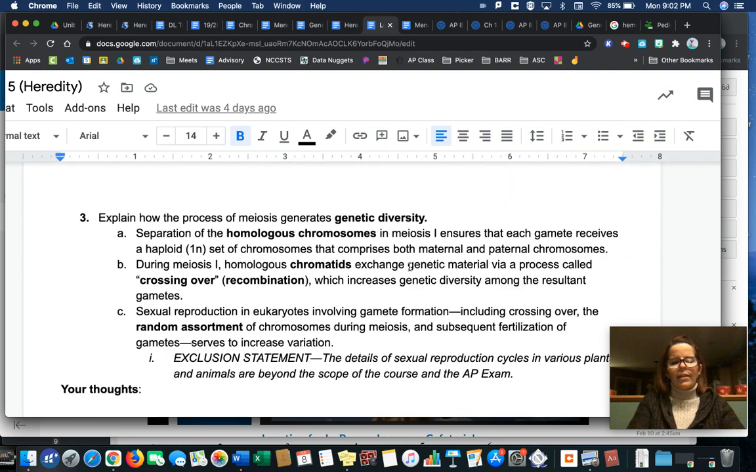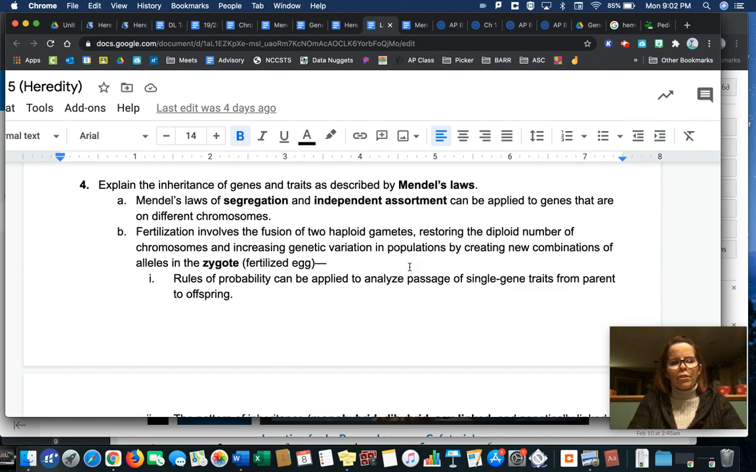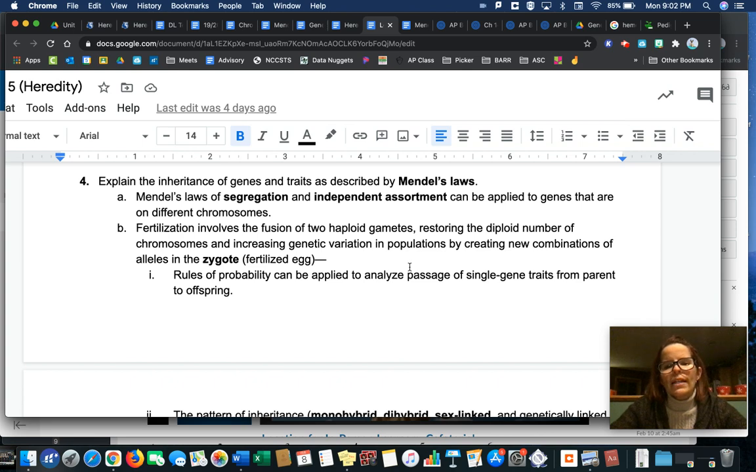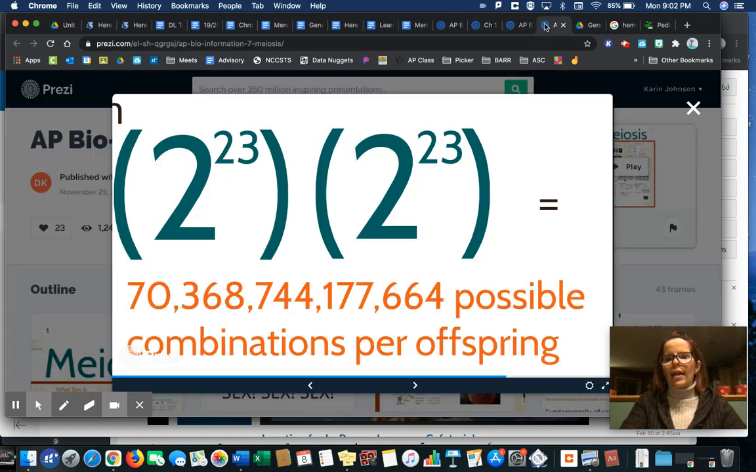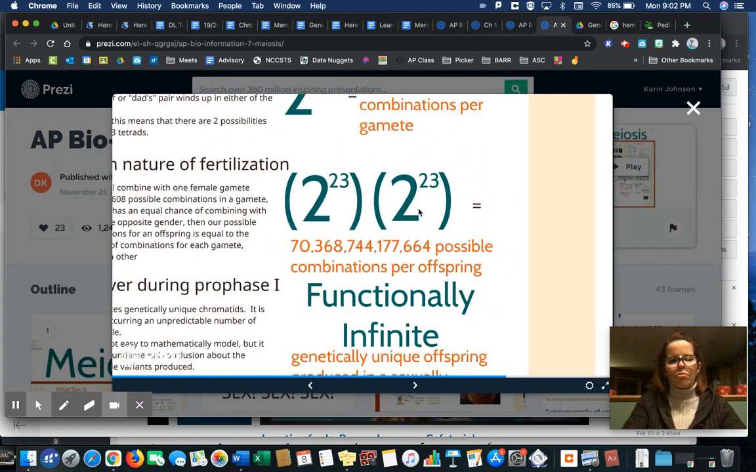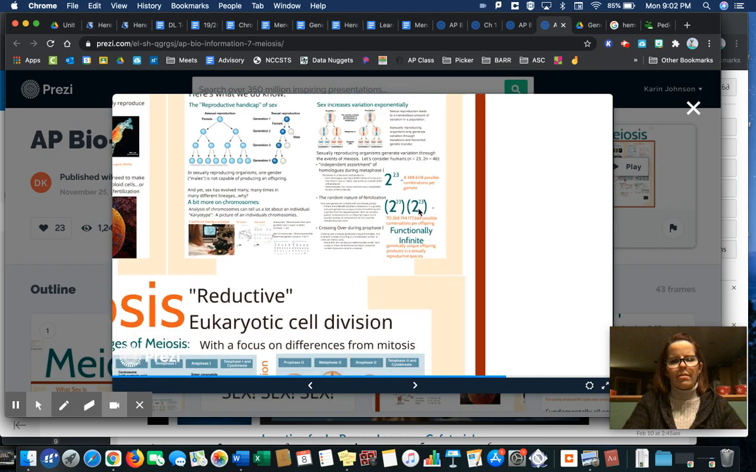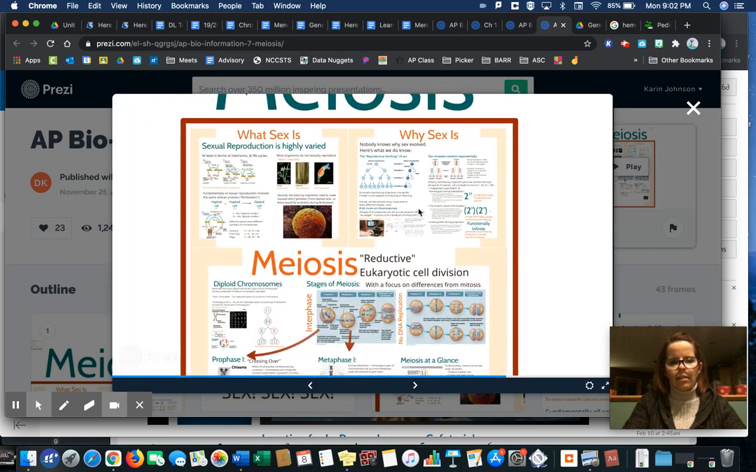All right, oops, that is not what I meant to do at all. Number 4, the inheritance of genes and traits as described by Mendel's law. Mendel's laws of segregation and independent assortment can be applied to genes that are on different chromosomes. So let me show you that, because I think we can show you those two right here. Give me just a second. Sorry, it takes a moment to get there.